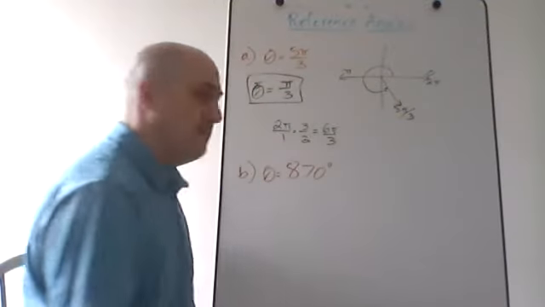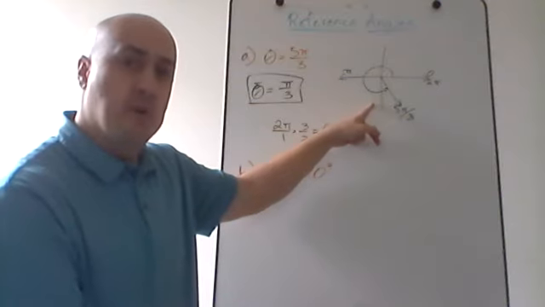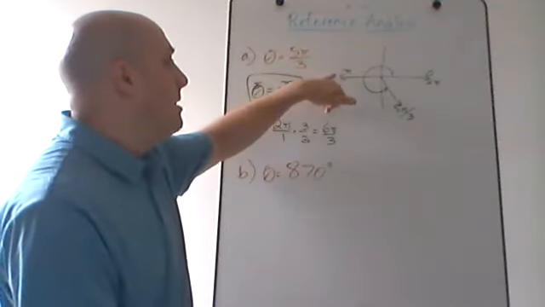Now, if you're not sure that it's the fourth quadrant, you're like, well, it's less than 2 pi, yeah, but what if it's in the third quadrant? It could be over there. That's also less than 2 pi. Well, think about it like this.